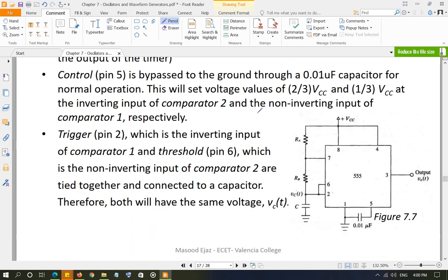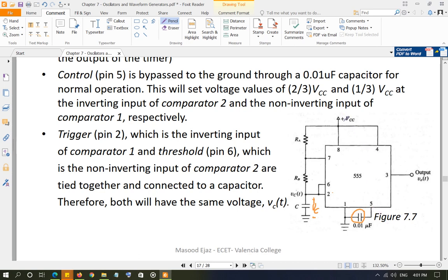So they have been tied together, and there's a capacitor connected to the ground. Pins number 2 and 6, that means the voltage at these two pins, is the voltage across the capacitor, right? This voltage, which is VCT. Okay, pin number 1 is grounded, of course, and pin number 5, which is control, as I said, is connected to ground through a 0.01 microfarad capacitor. So control is not playing any active role.